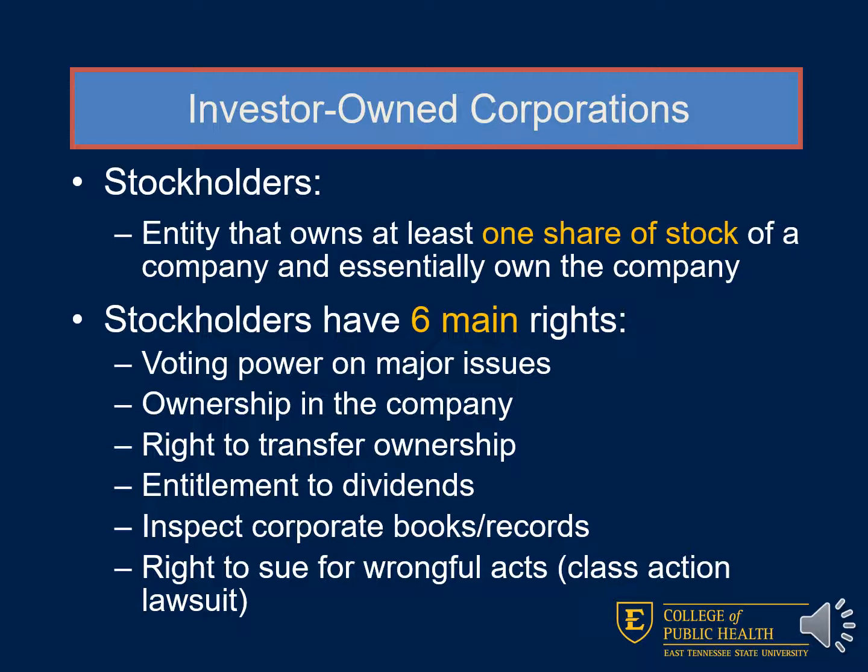Now, voting typically takes place at a company's annual meeting. If it's an investor-owned corporation, they will have annual meetings. And shareholders, like I said, can vote on major issues like electing representatives to the board. But shareholders do not have to be present to make those votes. They can vote by proxy, and usually that's done through a ballot in the mail.